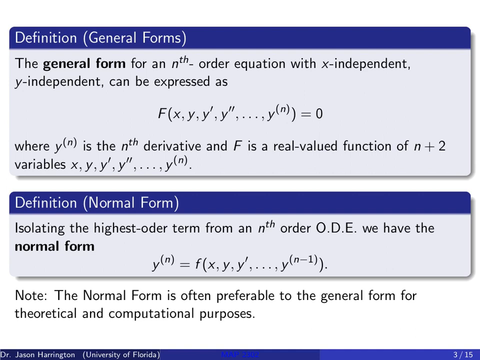Now, the most important form that we're going to be using is the normal form. What we're going to do here is, if you go back and look at the general form, we're going to just take the nth derivative and solve for that. If you do that, then you're going to get a function of n plus 1 variables. So we'll have x, y, the first derivative, all the way up to the n minus 1 derivative. Now the normal form is often preferable, and we'll typically write things like that for a while.